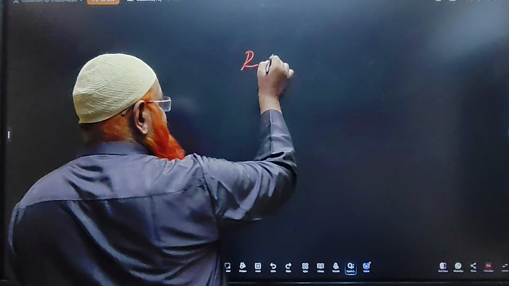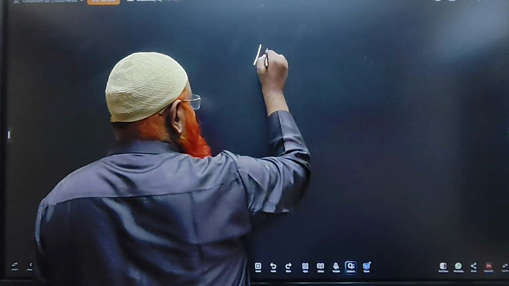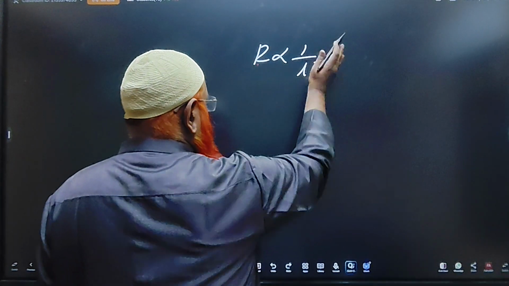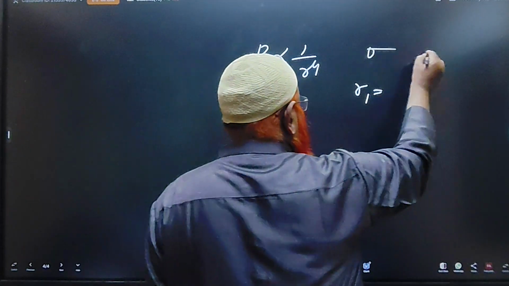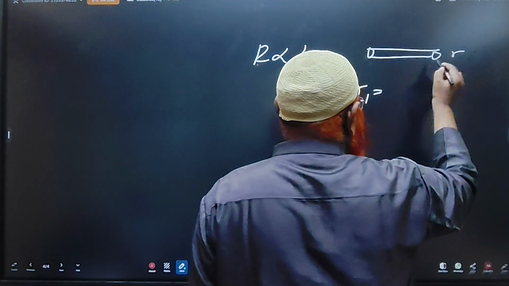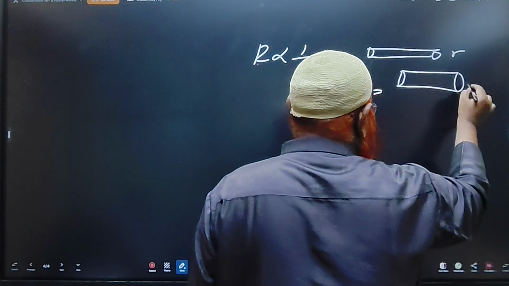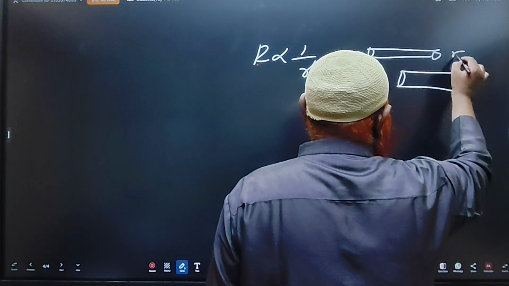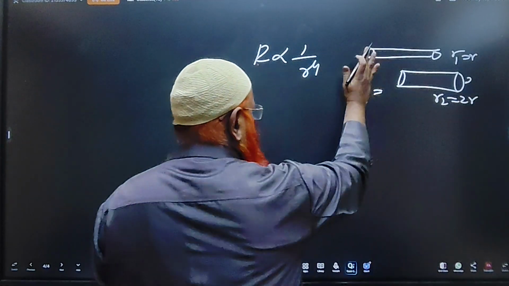See, I told you that resistance is inversely proportional to what? R power 4. So previously you have taken a wire in which the radius is R. You have taken one more wire, whose radius is, see, R1 is R, R2 is 2R. Right or not?